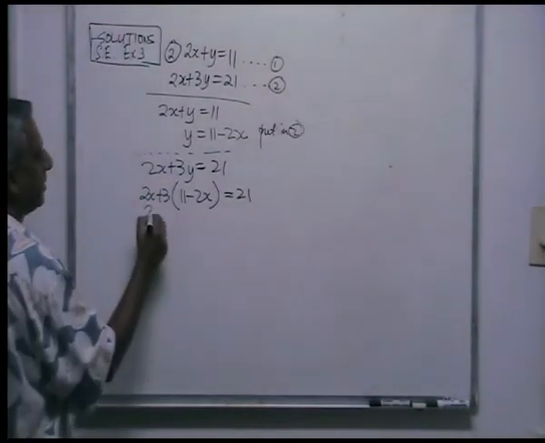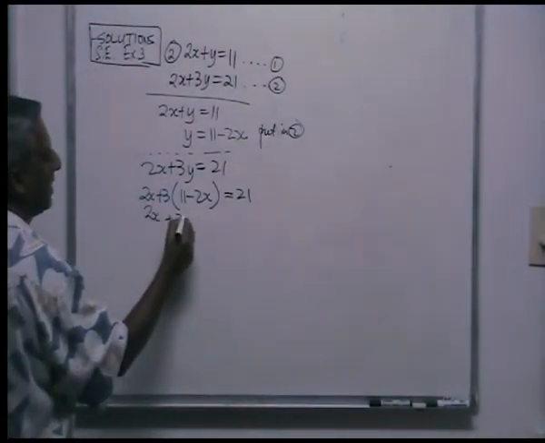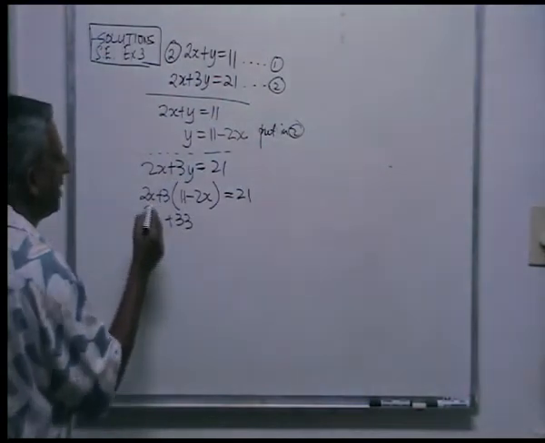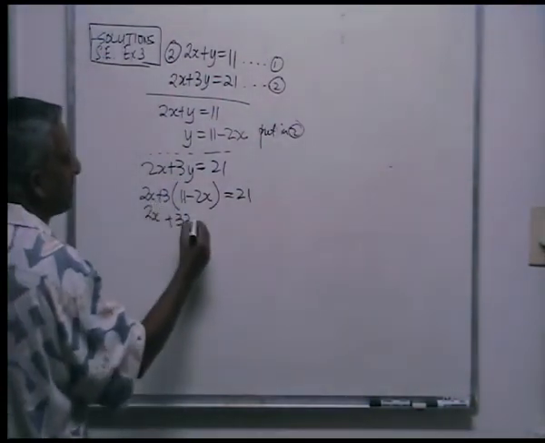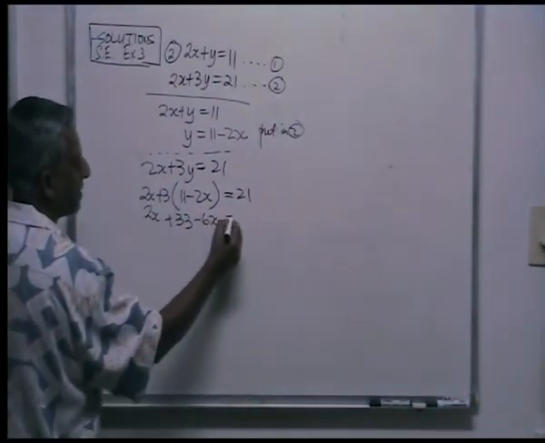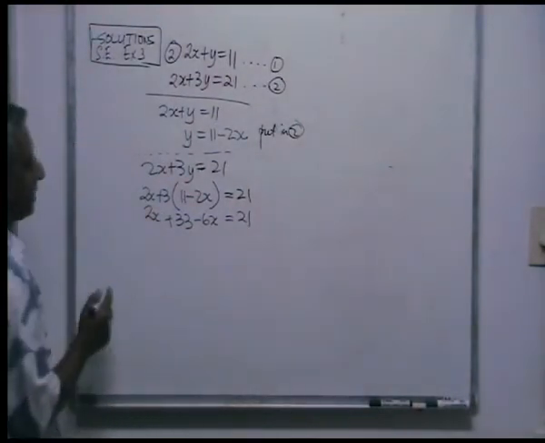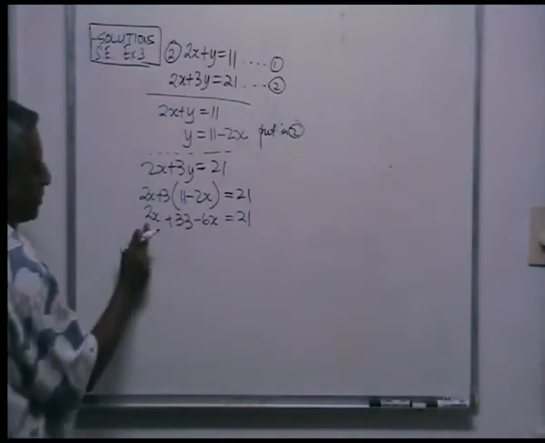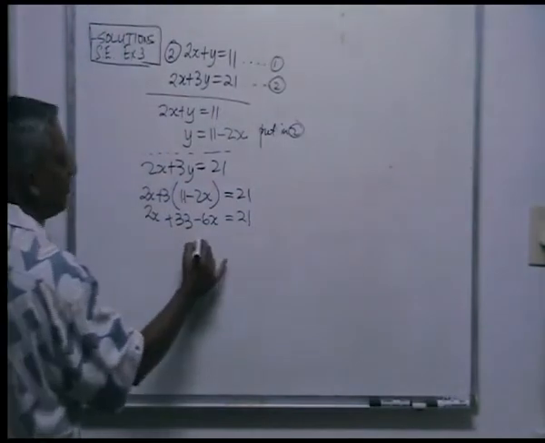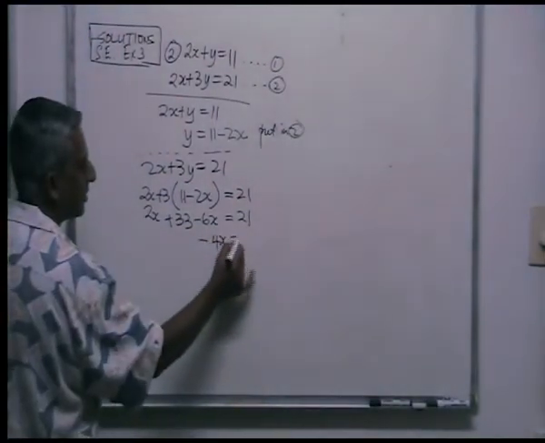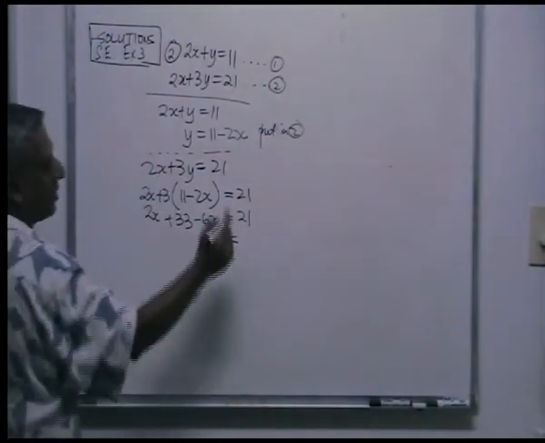Now remove the bracket. 2x plus 33. 3 times 11 is 33. Plus 3 times minus 2 will give you minus 6x is equal to 21. Simplify the x's. 2x and minus 6x will give you minus 4x. The 33 will go on the other side.